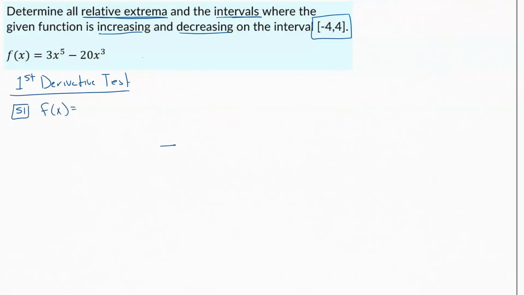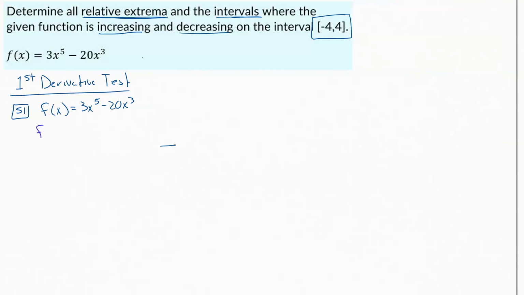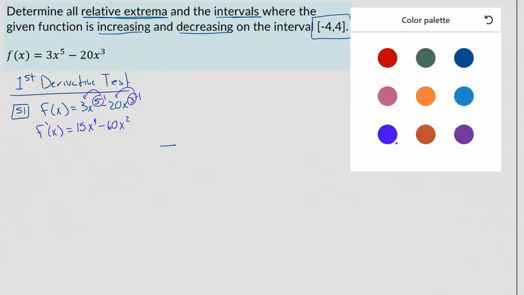Find the first derivative. So we take the equation that they've given us and we go ahead and find the derivative of that. So finding f prime of x, this is just going to be a power rule here. We just have things being added and subtracted. So bring our power down. 5 times 3 gets us 15x. Subtract 1 from the power gets us x to the fourth. Bring that 3 down. 3 times negative 20 gets us negative 60x. And then subtracting 1 from the power gets us x squared. So step one of our process is complete.